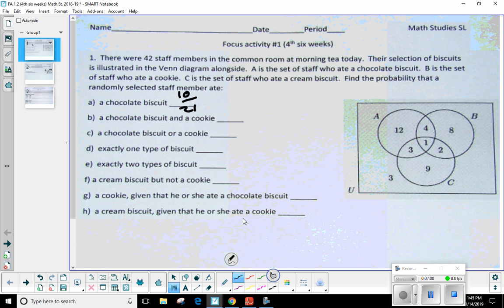How are we finding just probability? It's the favorable outcome, what we're looking for, over what? Out of everything that's possible. So in this case, we're talking about a chocolate biscuit. Which one of these was a chocolate biscuit? A. Remember, that was A, right? So within this circle, how many do we have? Okay, we got 20. So 20 people who ate a chocolate biscuit out of the 42 total. Well, that is going to be 10/21.